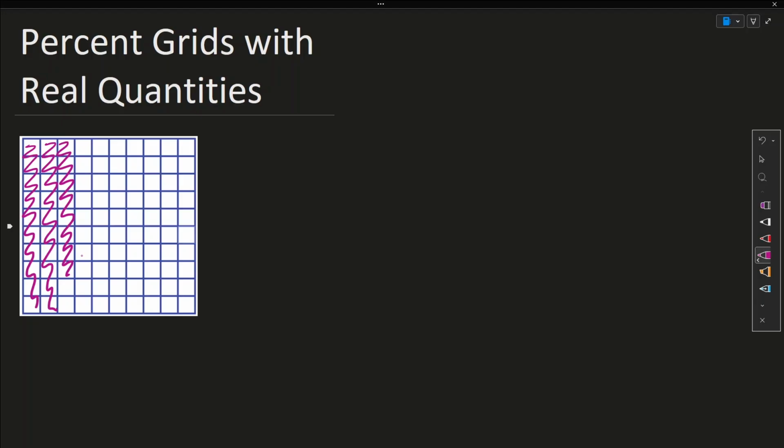Let's look at another problem. This grid is going to represent the number of teachers in a school district, and the 28 shaded squares represents 70 teachers. When using a percent grid, the first question should always be, how much does one square represent? We have 70 teachers, and that's in 28 squares. So 70 divided by 28 gives us 2.5. One square represents 2.5 teachers.